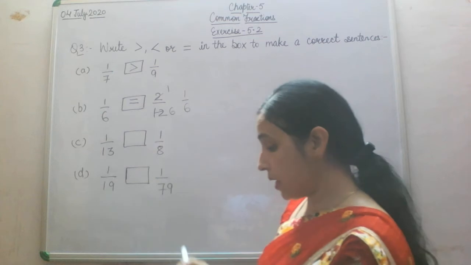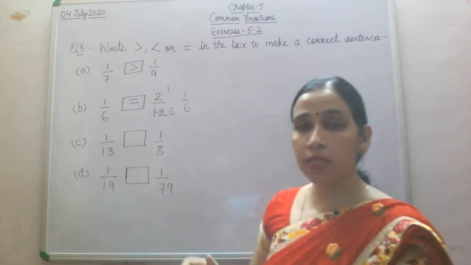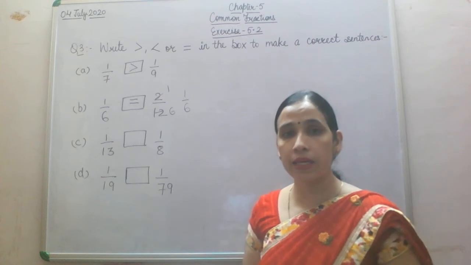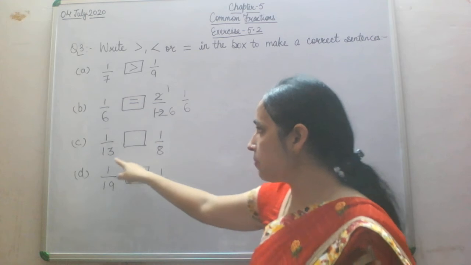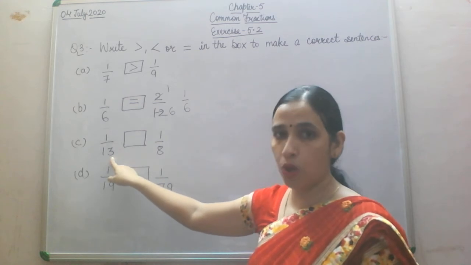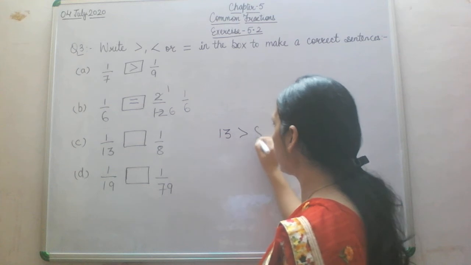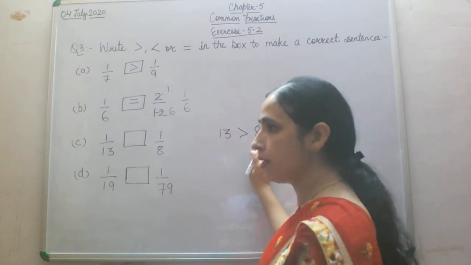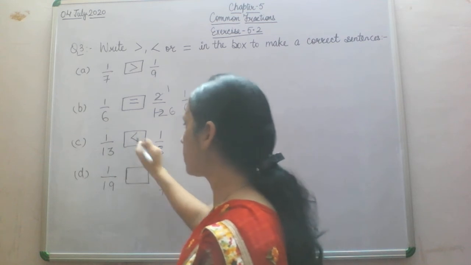Now again 1 by 13 and 1 by 8. You have to remember that rule. What is that rule? Greater the denominator, lesser the fraction. Now which fraction is less? 1 by 13, because 13 is greater than 8. So that fraction will be lesser, and you are going to put this sign.